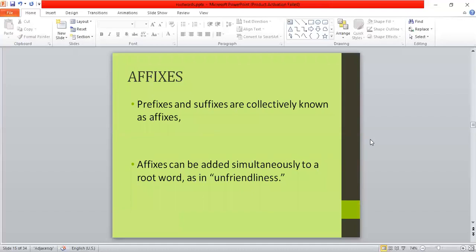Prefixes and suffixes are collectively known as affixes. Affixes can be added simultaneously to a root word, as in unfriendliness.